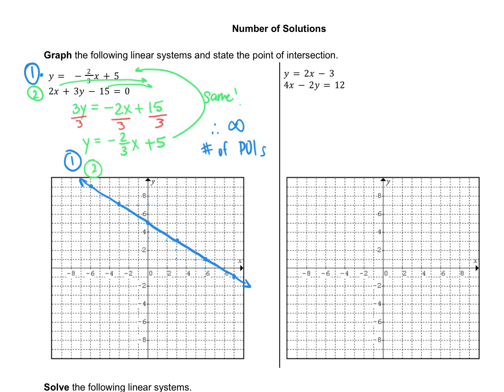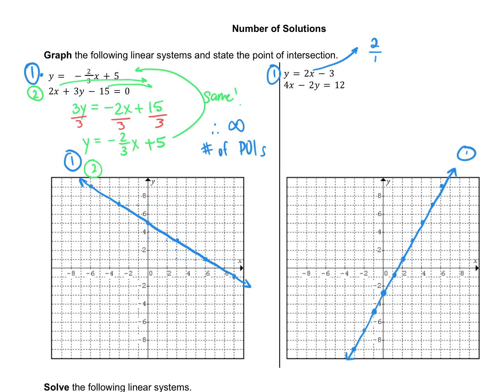All right, let's see another scenario. y equals 2x minus 3. For equation number 1, our y-intercept is negative 3, and our slope is 2, or 2 over 1. So I'm going to go up 2, right 1. And I'm going to do that over and over again to the right. And then on the left side, I'm going to go down 2, left 1 to continue that same pattern. And there's equation 1.